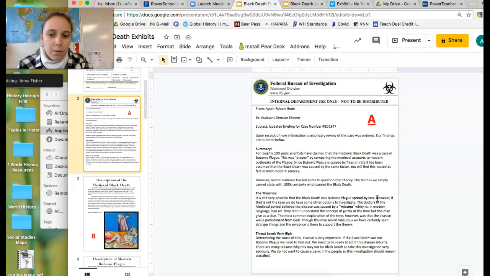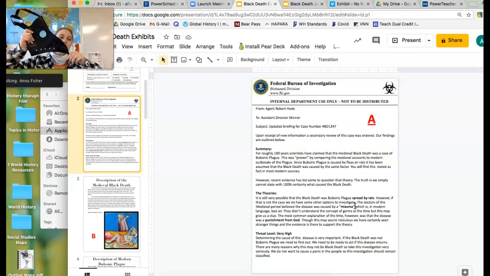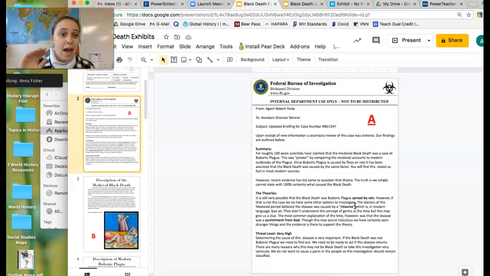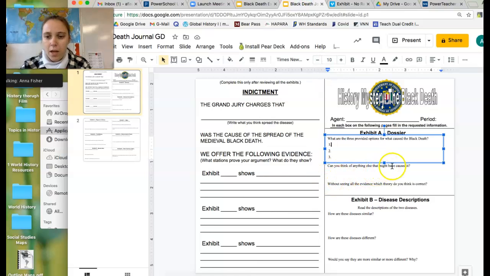So the big 3 reasons are the spread by rats, so that they were going around and the fleas were then biting people. This idea of miasma, that's going to be where the plague mask comes in, and that this bad air being spread caused it, or that it was a punishment by God. Options. So you put those three down. Anything else you can think of that might have caused it? We're currently living through a pandemic, so maybe you can think of some things. And then without seeing evidence, which theory do you right now think is correct? Up to you.